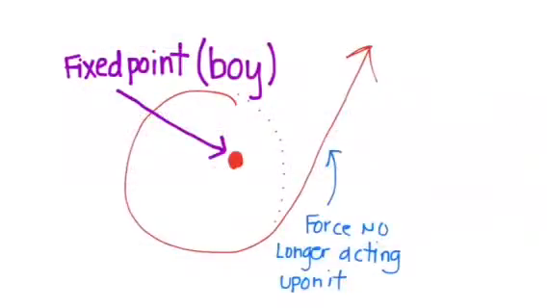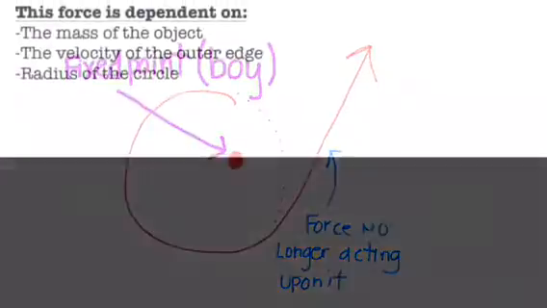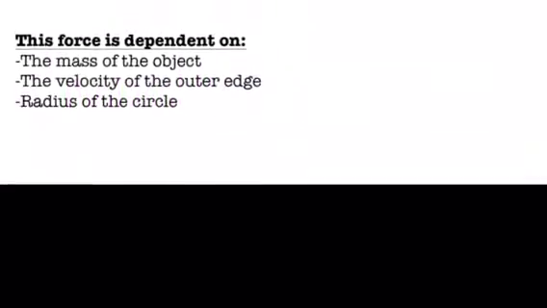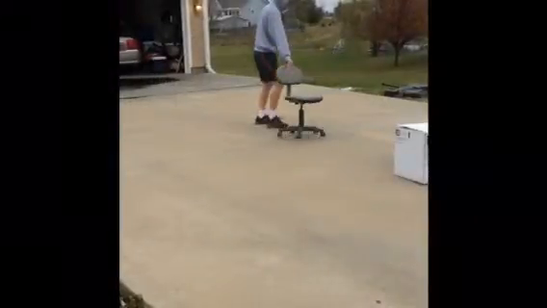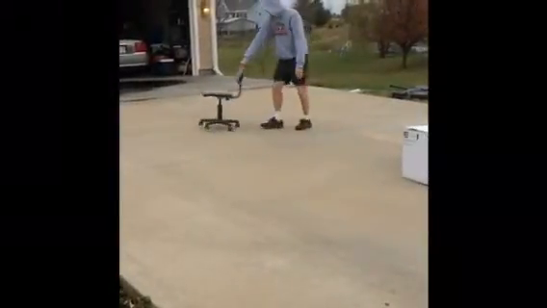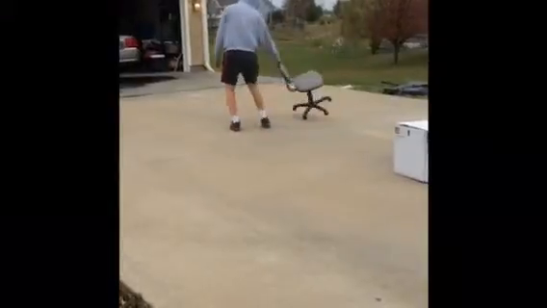Once the centripetal force is added, the object ends up circling around the fixed point in the center, aka the boy. This force is dependent on the mass of the object, the velocity of the outer edge, and the radius of the circle. The radius of this circle is equivalent to the boy's arm because he is holding the chair with his arm straight out as he goes.